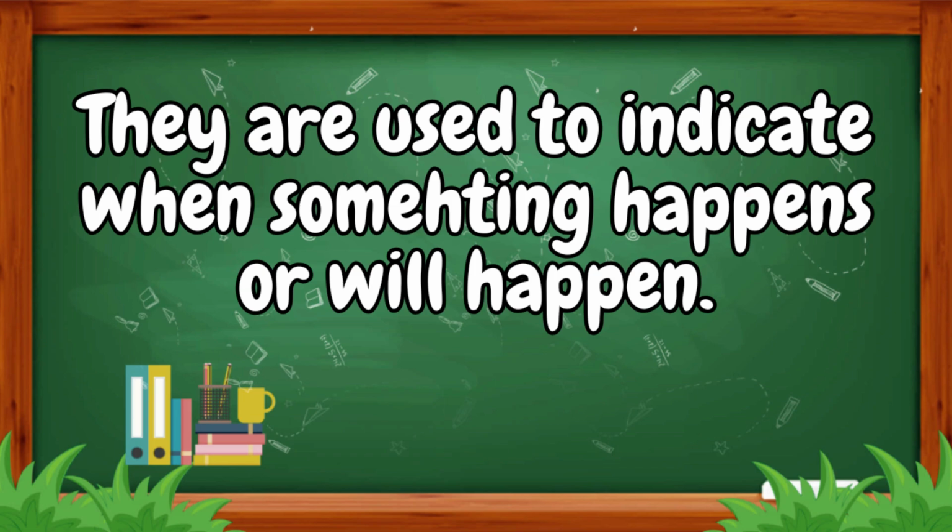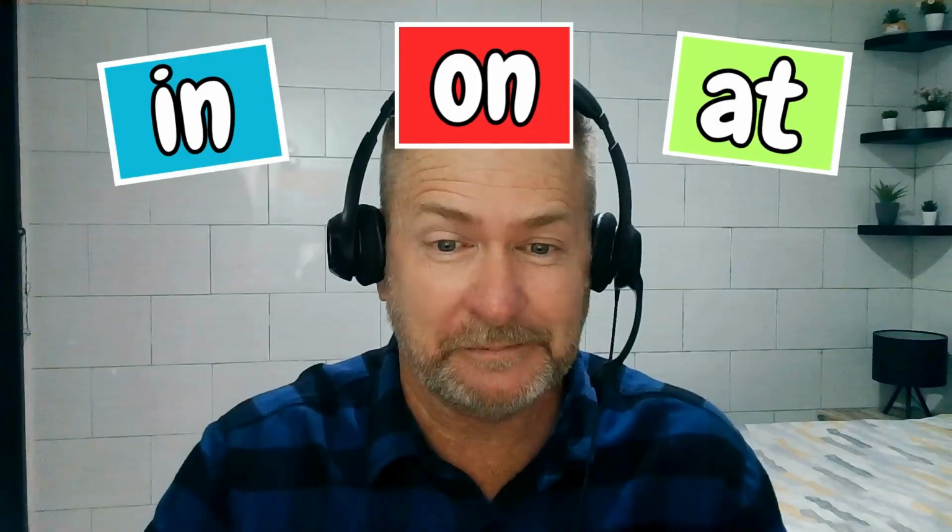But to recap, what is a preposition of time? They are used to indicate when something happens or will happen. So let's not waste any more time. Let's go look at these other 9 prepositions we can use instead of in, on, and at.